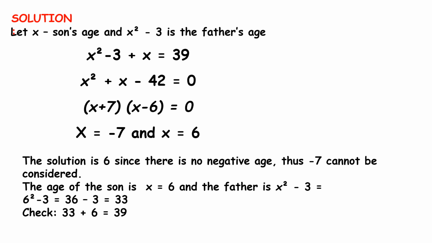If you want to check whether the ages you got are correct, the problem says the total of the father's age and the son's age is equivalent to 39. So, 33 years old for the father plus 6 years old for the boy, his son, which the sum is 39. So, therefore, that is correct. The value or age we got for the son is correct.